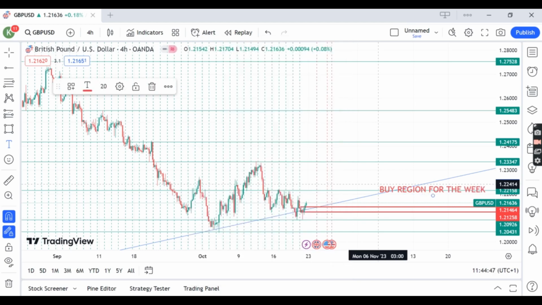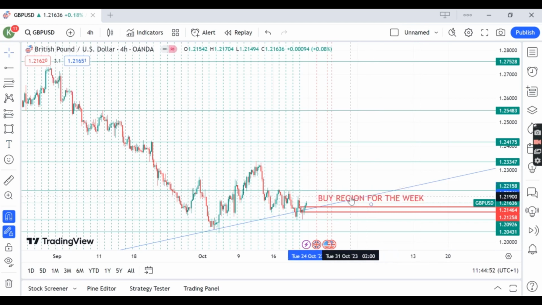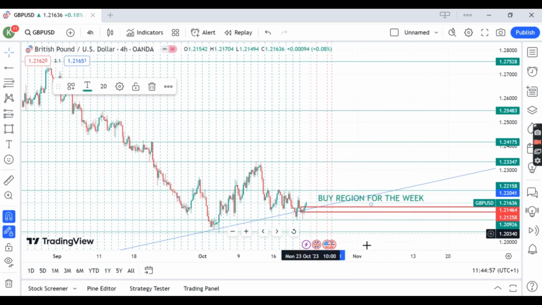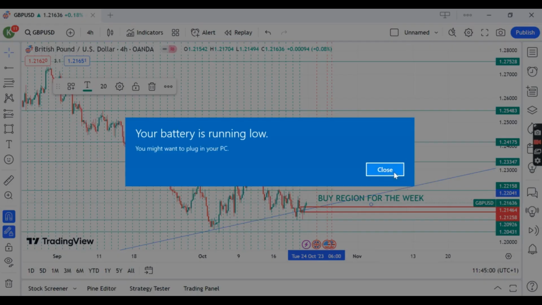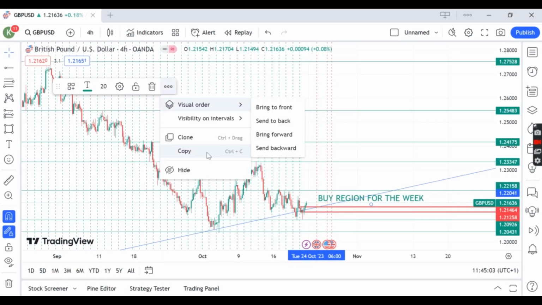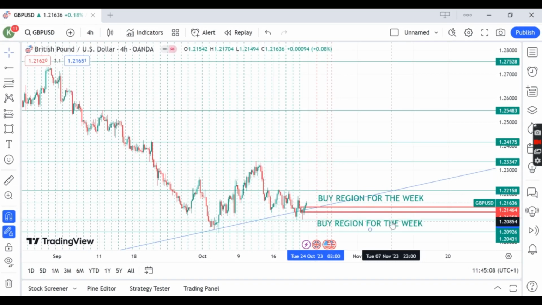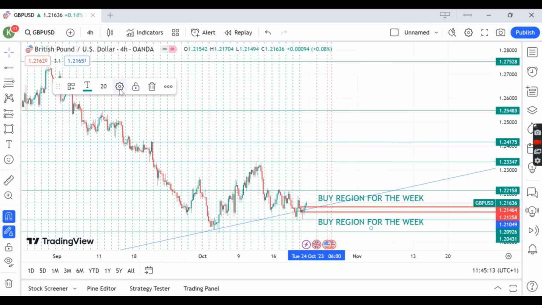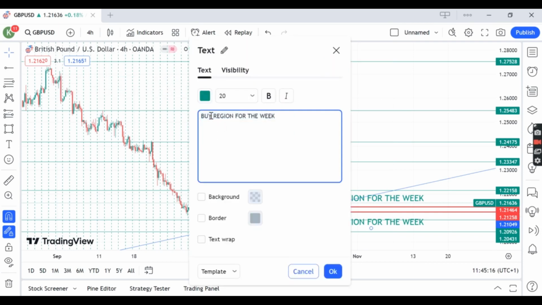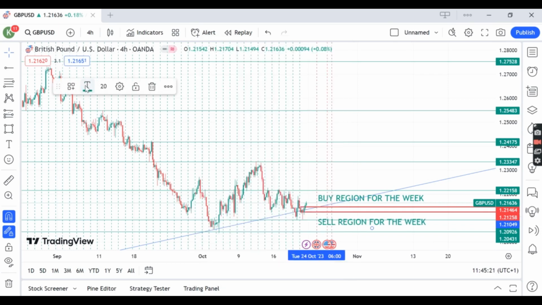We call it the buy region for the week. We color it green because green is more like the buy side for us. We clone that particular buy region for the week, and we edit it to be the sell region for the week. So we turn the buy to sell, then we turn the color to red. So we use red for the sell region.